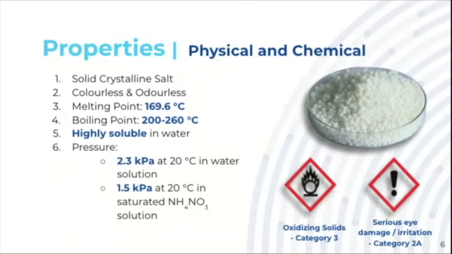NH4NO3 is a solid crystalline salt. It's colorless and odorless and has a melting point of about 169.6 degrees Celsius. It also has a high boiling point at about 200 to 260 degrees Celsius. It is highly soluble in water, and its pressure in water is about 2.3 kPa at 20 degrees Celsius. In a concentrated solution, it has a pressure of about 1.5 kPa. Ammonium nitrate is an oxidizer and an irritant, both of which we will get into soon.